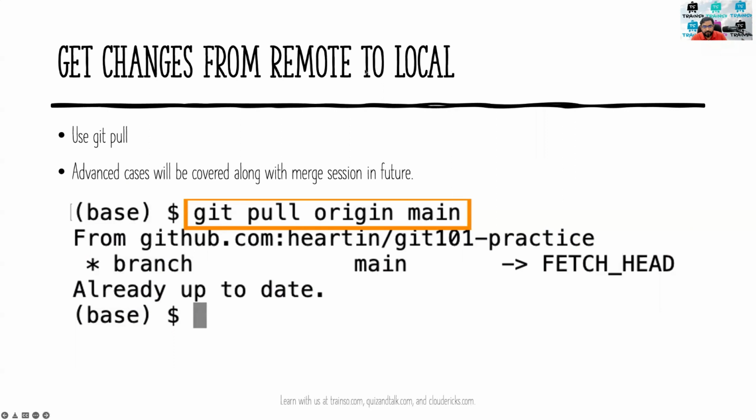Get changes from remote to local. You can use a git pull origin main. So this is how you make sure your repository is in sync with other people's changes. Best practice is always do a push and pull regularly. And also before doing a push, do a pull.